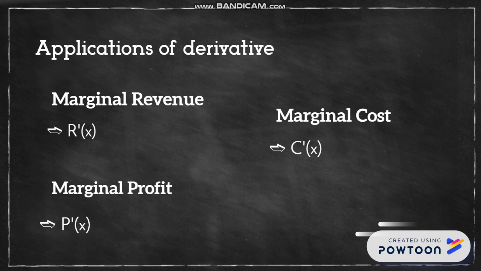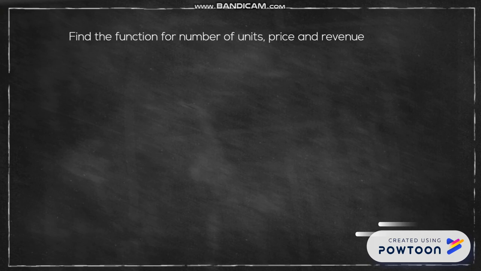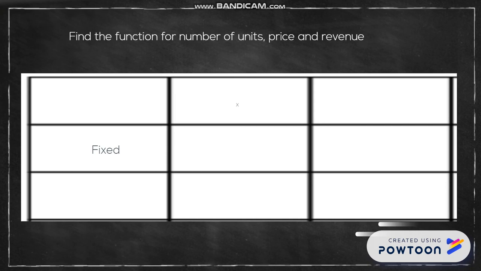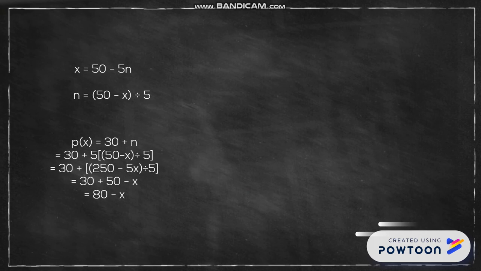So, go back to the question. First one is to find the function of the number of units, price, and revenue. Draw a graph with fixed variable values of x and p of x. And then we determine the fixed number, and then we either add or subtract the number that varies in terms of an increase or decrease. It changes the number of items due to the changes of price or the other way around. So we can get the values of x and n, and we can find the exact value of p of x.